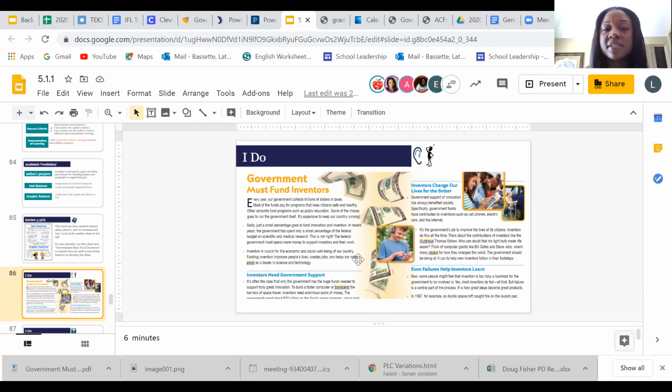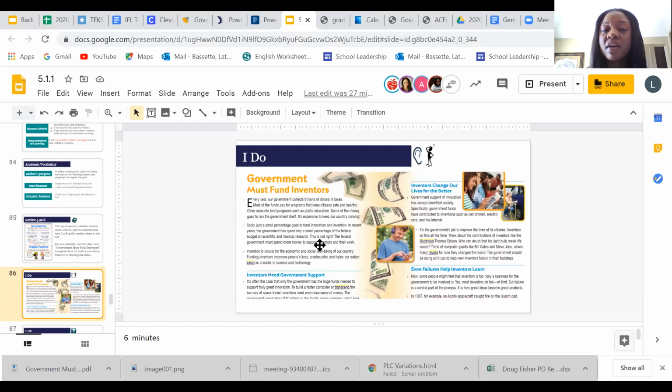Let's look at other parts to see what else is here. So I noticed there is a photograph. When we're looking at author's purpose, we want to make sure that we look at every single section and everything that's included in the text and why it's there. If the author is trying to persuade us that the government must fund it, how is he doing that? Well, let's look in this sentence. It says that funding inventors improves people's lives, creates jobs, and helps our nation. So this is his reasoning of why he thinks that the government must fund the inventors.